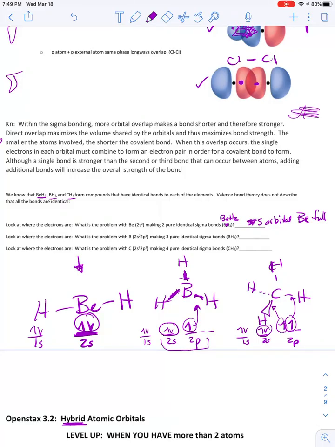And last note is that hybrid orbitals only affect the middle atom. So he's the one that's changing. The other guys, nope. Be's the one with the problem. Be's the one that's got to change. Same with boron, same with carbon. It's only the middle atom that does the hybridization. All right, so that's the beginning.